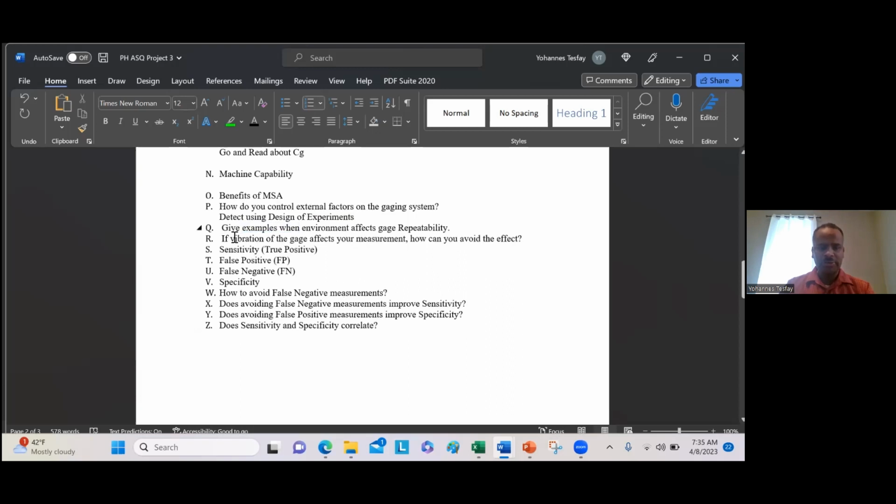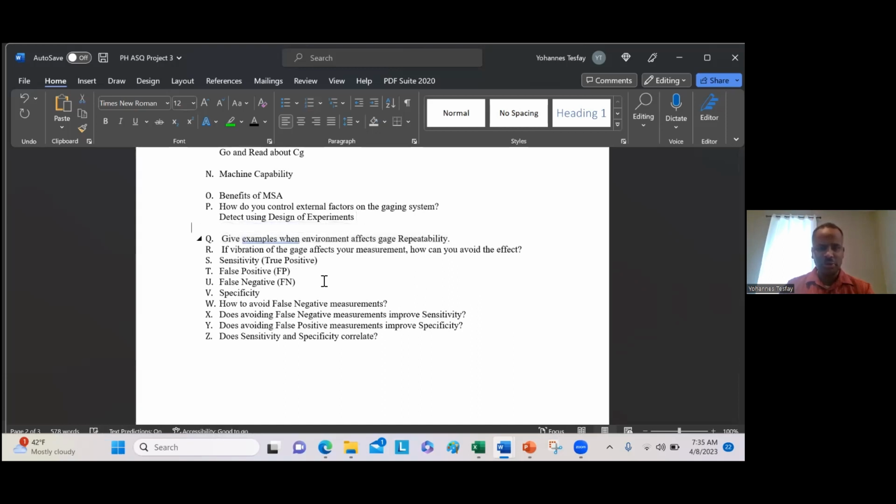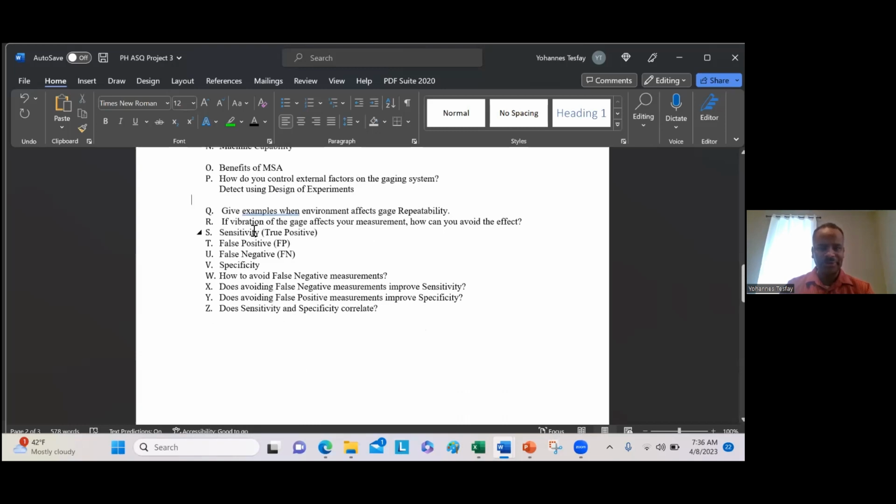Another one: a gauge system in a car, like a pressure gauge or whatever, is going to be affected by the temperature of the car itself. Other factors are gauge vibration, sensitivity, and so on, and you put them in a matrix. So how to avoid false negative or false positive measurements? Through calibration of the gauge.